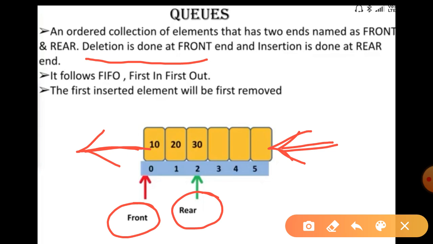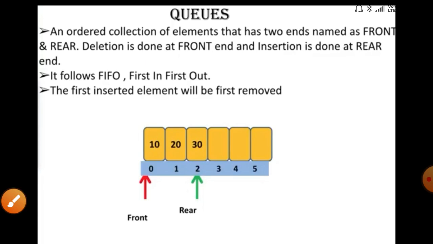The first inserted element will be removed. The example for this queue is collecting tickets, standing in a queue. Suppose you are standing at a ticket counter, the person who entered into the queue first is going to be served first. That is the example for the queue.